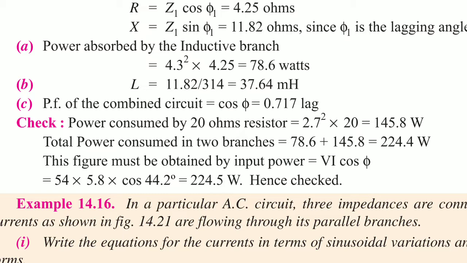So the power factor of the combined circuit is equal to cos phi, that is equal to 0.717 lagging.